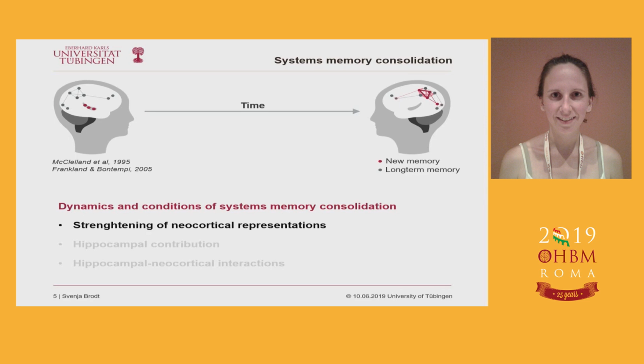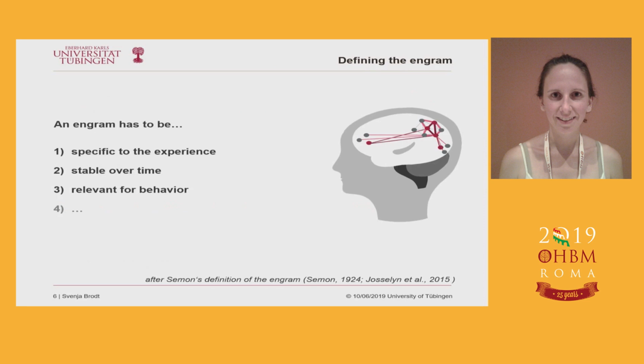So what we've been looking at over the past years are the dynamics of systems consolidation and specifically the conditions that can speed up this process. And today I want to focus on the neocortex and the establishment of neocortical memory representations. So the first question is, how do we actually define a memory trace or an engram? And for that, we apply criteria that have been established already in the beginning of the 20th century, but which also have had a recent revival.